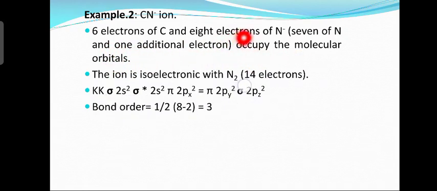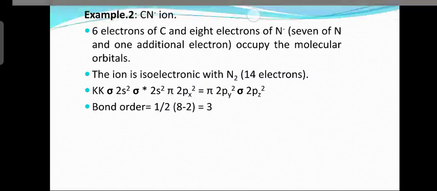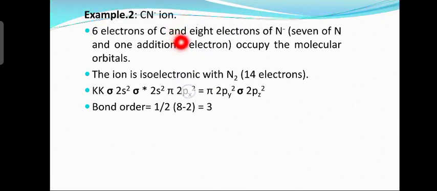So 6 plus 8 is 14 electrons, correct? This is similar to the nitrogen molecule. A nitrogen molecule contains 14 electrons, and similarly CN minus also contains 14 electrons when you count the total number of electrons in carbon and N minus. So the molecular orbital configuration is also the same.